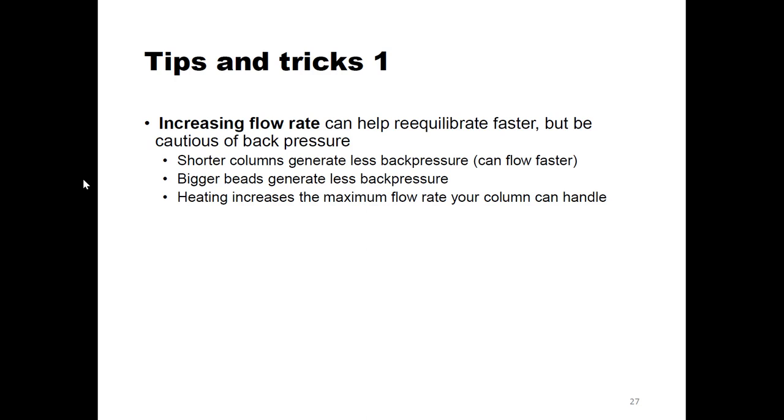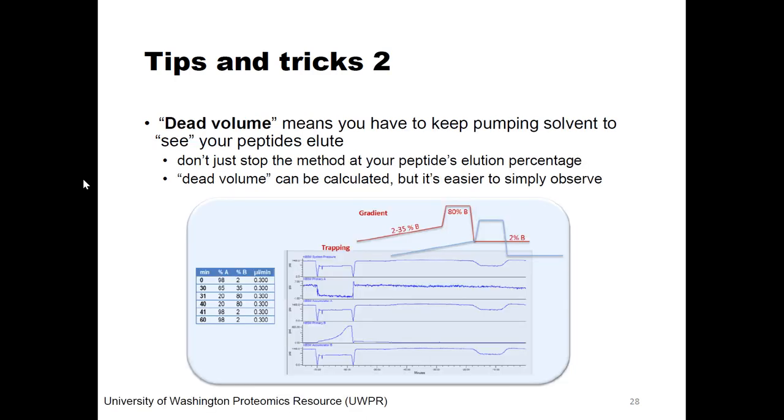So one tip is I just told you 2 to 3 column volumes to re-equilibrate. One tip is that you can increase the flow rate. It's another parameter for your liquid chromatography method. So if you're pressed for time and you want to increase your sample throughput, you can increase your flow rate to re-equilibrate faster. Just be careful of the back pressure. Dead volume might be something that you've noticed in your samples. I started my gradient, but I'm not seeing any peptides elute yet. There are some resources from the University of Washington that can help you improve this.